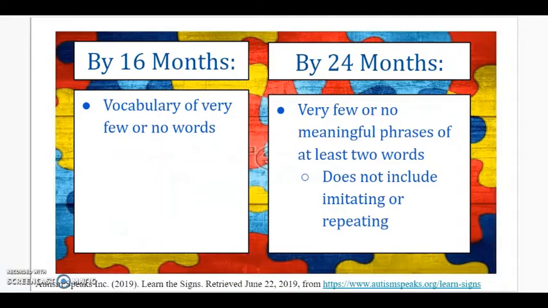By 16 months, if their vocabulary is very few words or no words, that would be a red flag. And if by 24 months they're not making any kind of meaningful phrases that's at least 2 words, that's also a flag. That's not including if you say something to them and they imitate or repeat it. It's more so something like, around food, the child says, "I'm hungry." It wouldn't be, "Don't touch that," and then they say, "Don't touch that." That wouldn't count as a meaningful phrase.